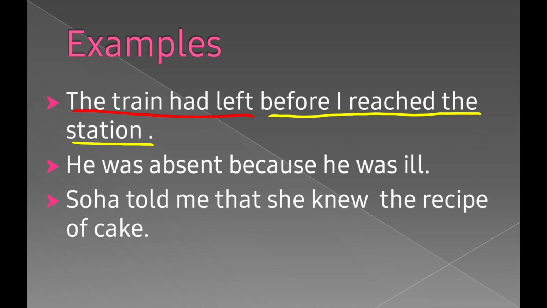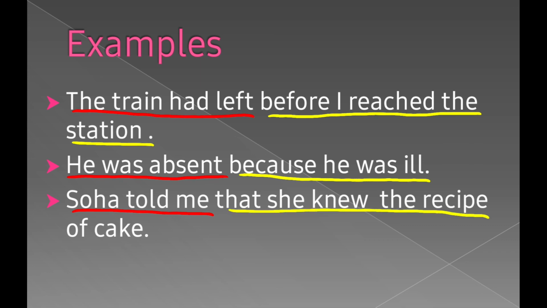Here, he was absent is independent or main clause. Because he was ill is dependent or subordinate clause. In the last example, Soha told me that she knew the recipe of cake. Here, Soha told me is independent clause, and that she knew the recipe of cake is dependent or subordinate clause.